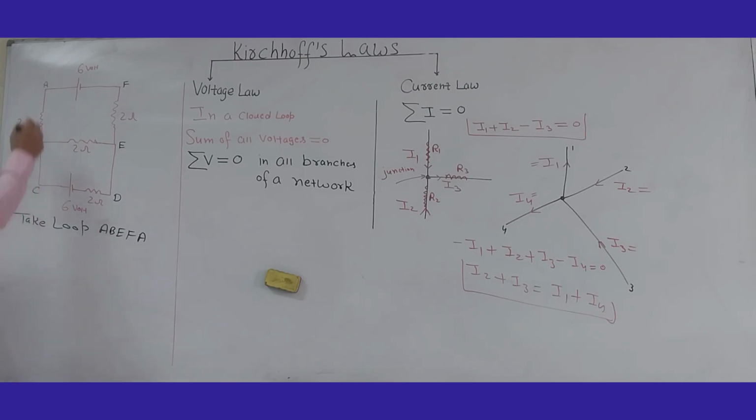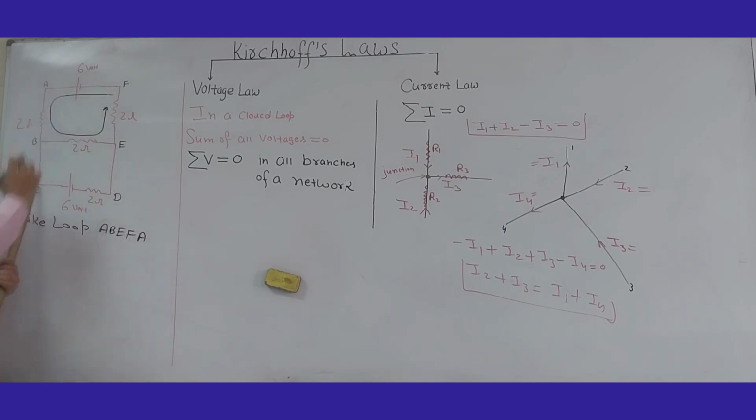In this closed loop, I will start from F, sorry, not A. I will start from F in the anti-clockwise direction, and again I will go back to F. I will take the loop A, B, E, F, A, but I will start from F and stop at F, okay? So when I start from F, what happens?